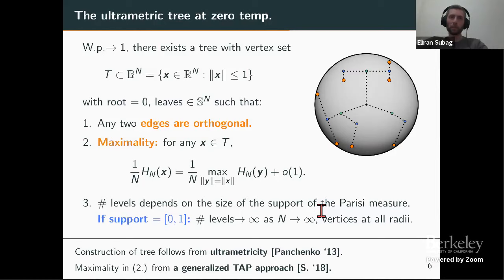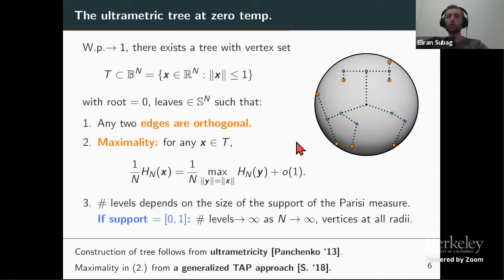I thought in Ahmed's talk, he gave the weaker property that each edge is orthogonal to the previous edges on the path from it to the root. But you're saying that all of the edges are mutually orthogonal. Yes, they're all orthogonal. But what I need to use is just a tree which is infinite in the limit. So for me, any number that goes to infinity with n is okay. This construction follows from the famous ultrametricity property that Dmitry Panchenko proved. And the maximality here is a more recent result from a work I have related to the TAP approach.